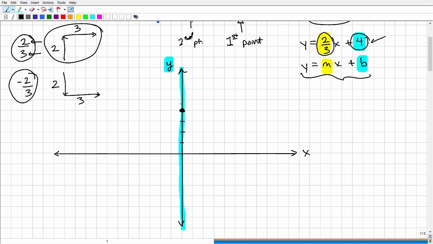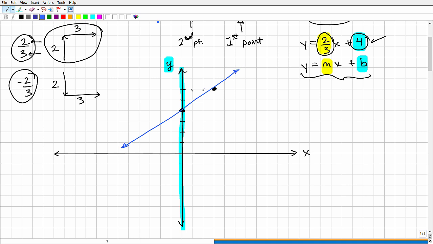So from here, we're going to go up 2, 1, 2, all right? You can see I just went up 2. And now I'm going to go right 3, 1, 2, 3. And that is where my second point is. So I went up 2 here, and I went right 3. That's all I did. And then all I do is draw my line through these two points, and I'm done. I'm just sketching it here, but you get the idea.